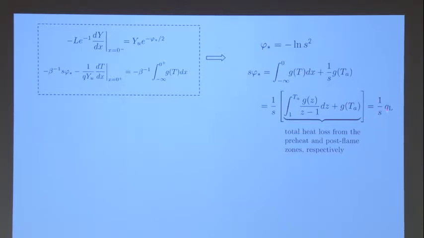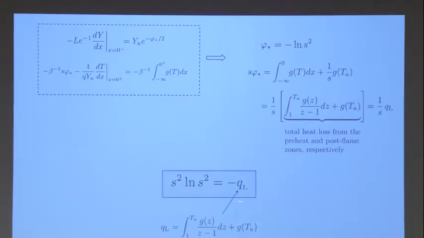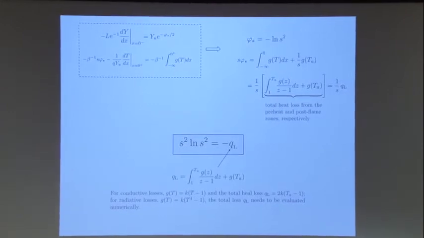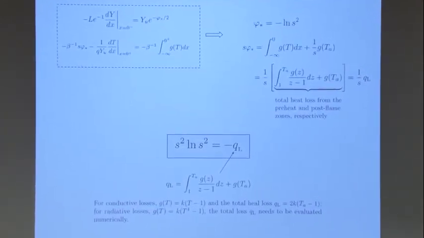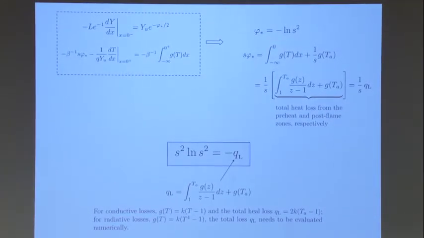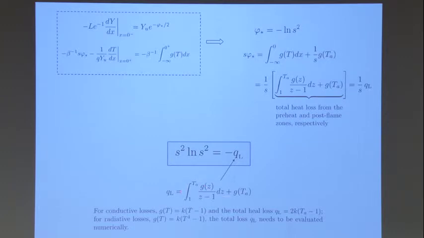So now I have two simple expressions. One of them here says S squared phi star is QL, and the other one, phi star, is minus log SL squared. And when I put them together, I get an equation for S, which is the speed of the non-adiabatic flame. And of course, the speed depends on the extent of heat loss, and then if I know what G is, I can compute it. So for example, for conductive loss, I can get an analytical expression. For radiative loss, I need to perform that integral, but that's a detail.